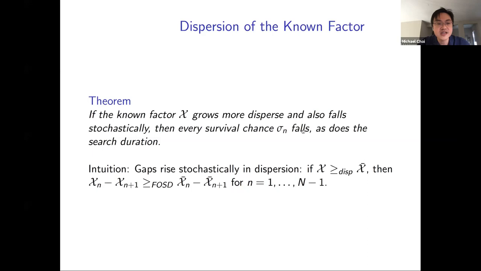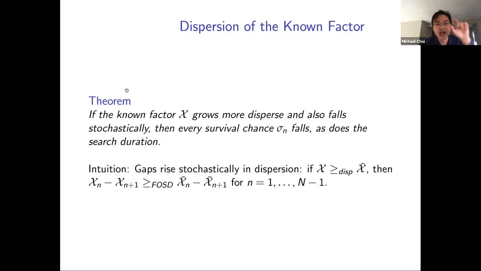But we also require, so there's also a claim that here we require X to fall stochastically, so the entire X distribution becomes worse. We need this because we want to make sure the outside option is not getting any better relative to the inside options. But that's kind of a detail compared to the gap of the order statistics.